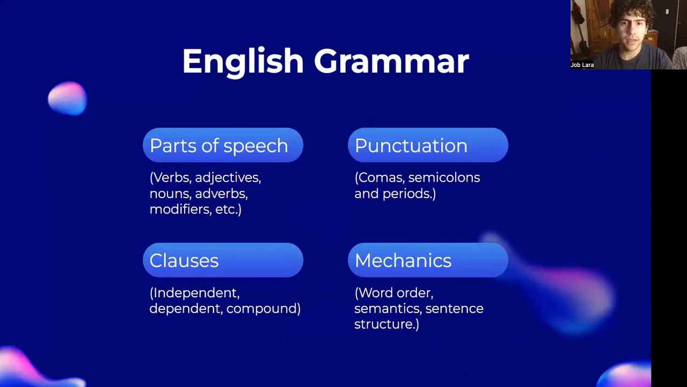So we can say that English grammar has four categories, which consist of parts of speech, punctuation, clauses, and mechanics of the language. For parts of speech, we have verbs, adjectives, nouns, adverbs, modifiers, etc. For punctuation, we have commas, semicolons, and periods. For clauses, we have independent clauses, dependent clauses, and compound clauses. For mechanics of the language, we have word order, semantics, and lastly, sentence structure.